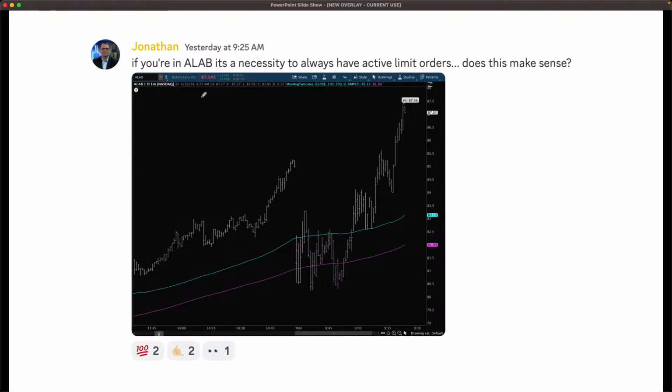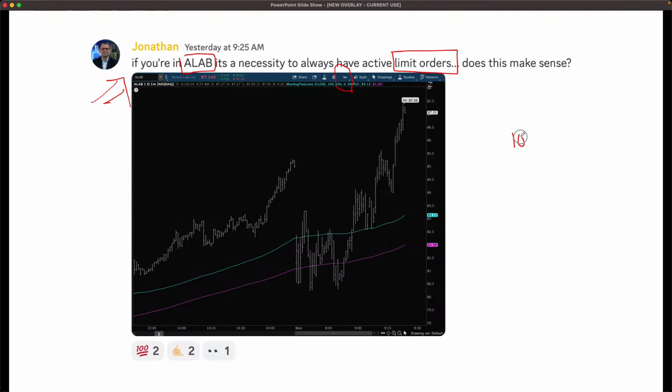ALAB is a lockup trade that we shared a couple of weeks ago. Here is a 1 minute chart. I just added this into Discord. What I said is, hey guys, if you're in ALAB, you need to work what's called limit orders. Limit orders are orders that you're able to put in the options book and leave it there. And if you get filled, great. And if you don't get filled, no harm, no foul.